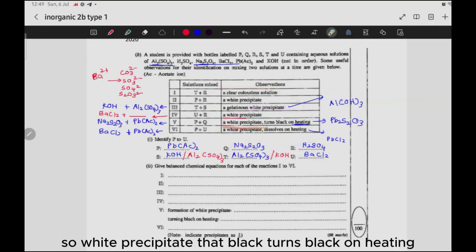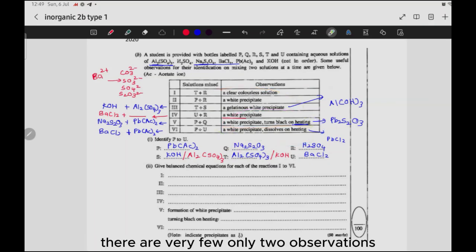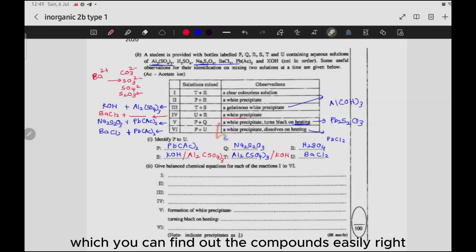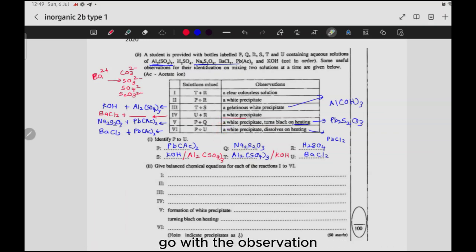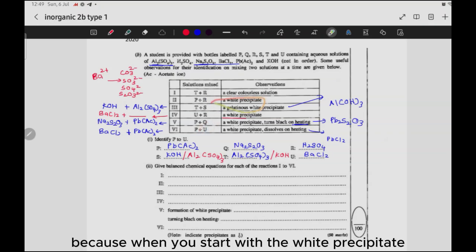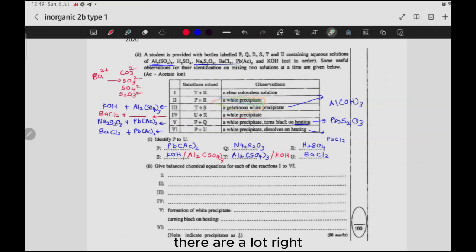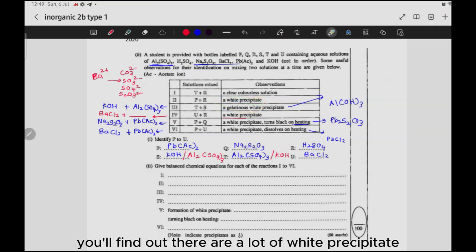So, a white precipitate that turns black on heating. There are very few, only 2 observations, where you can see it turns black on heating. You go with those. Find the one where you can find out the compounds easily, right? Go with the observation where you can find out the compound easily, because when you start with a white precipitate, there are a lot. When you see the note, you will find out there are a lot of white precipitates.